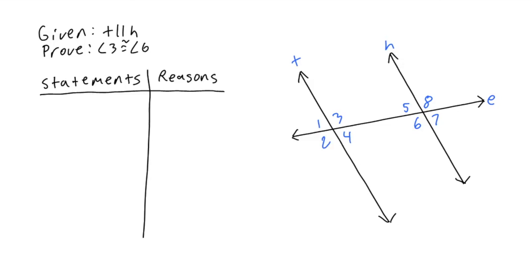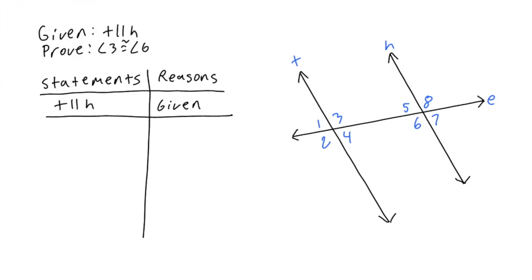Alright, now for one more example. We are given that T is parallel to H, and we want to prove that angle 3 is congruent to angle 6. Again, for our statement, we start off with the given. T is parallel to H. Reason? Given. It was given to us.